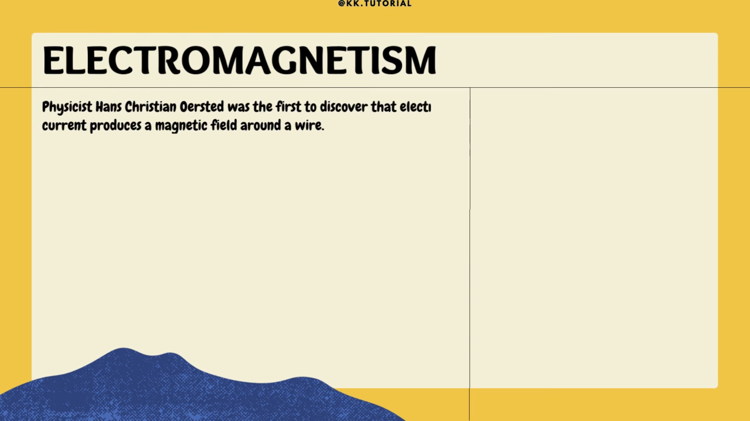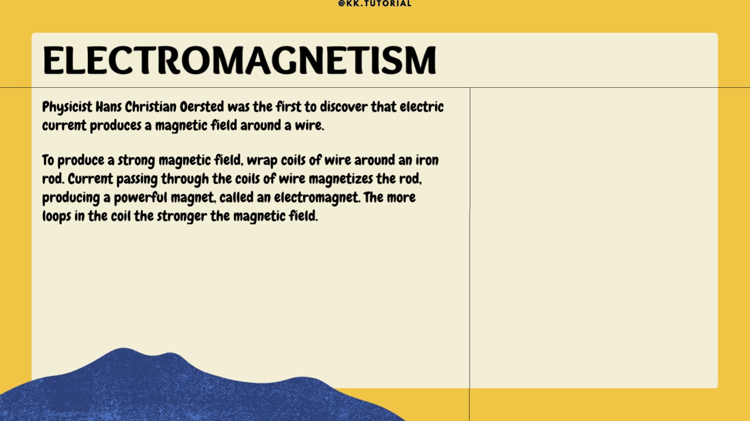Now let's start with the most important topic, that is electromagnetism. Physicist Hans Christian Ørsted was the first to discover that an electric current produces a magnetic field around a wire. Students, let's do one experiment to produce a strong magnetic field.